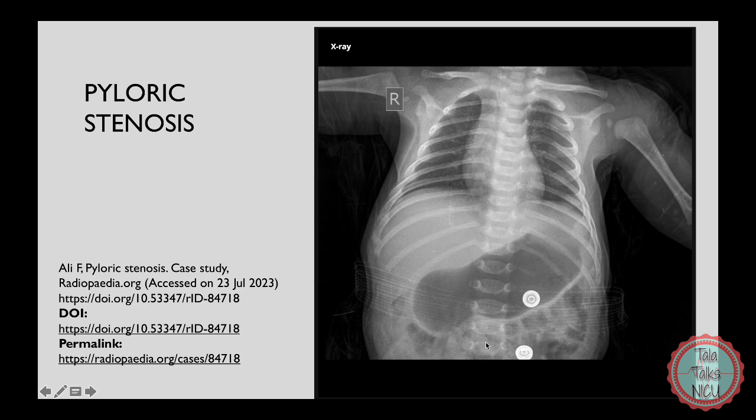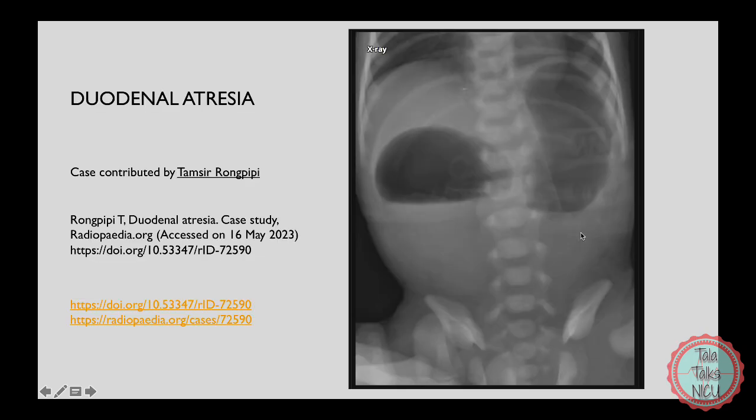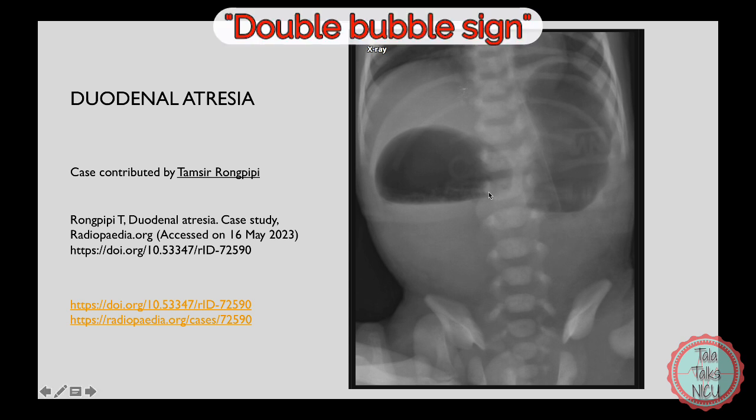Some air can get through, but still you see this large stomach bubble here. Clearly, it's not a complete obstruction because there is some air in the distal gas, as you can see from the loops further down. This is a very classic X-ray too, and I'm sure you've all seen one like it at some point. This is the double bubble sign.